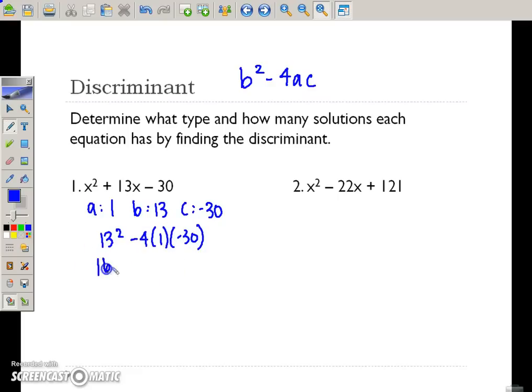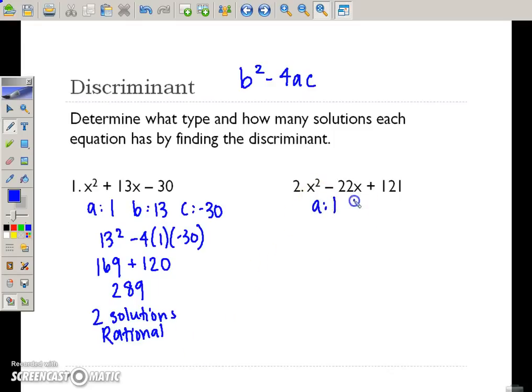13 squared is 169. 4 times 1 is 4. And negative 4 times negative 30 is positive 120. 169 plus 120 gives us 289, and the square root of 289 is 17. This is positive, so we know automatically there are two solutions. And because it's a perfect square, we know they're going to be rational. So two rational solutions.